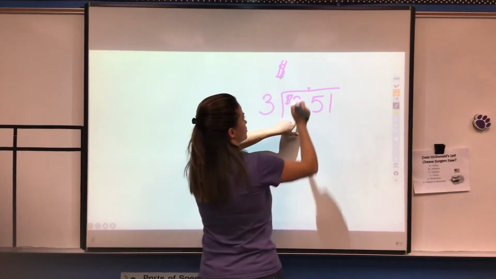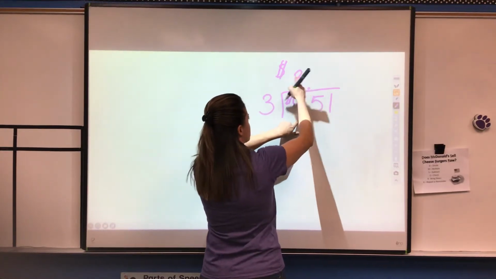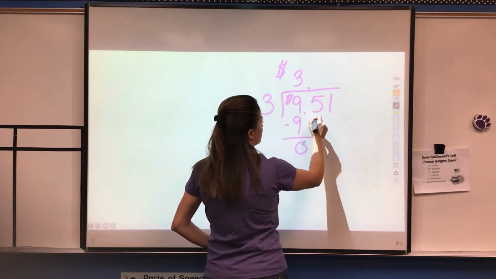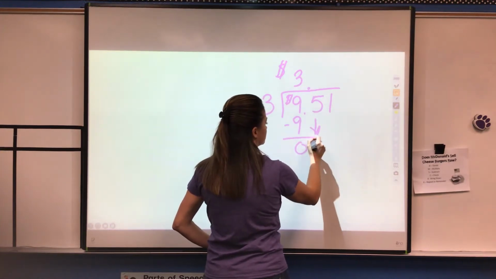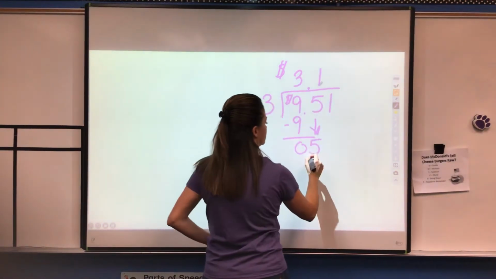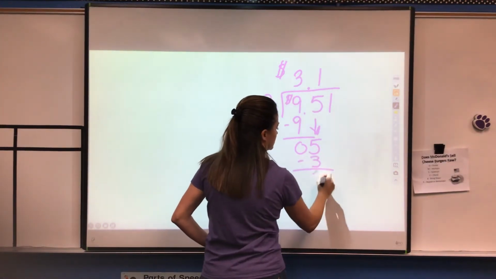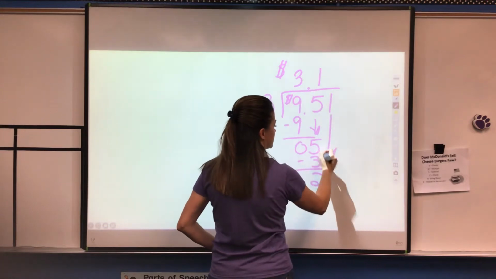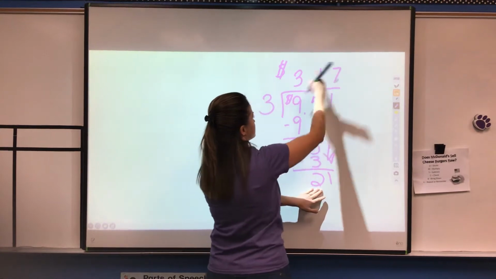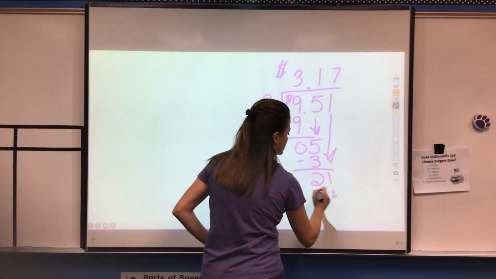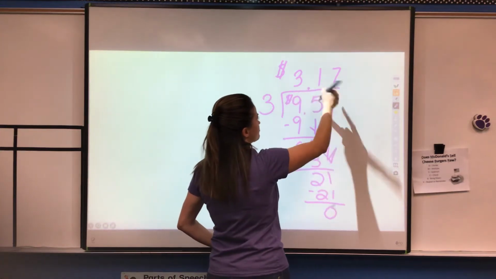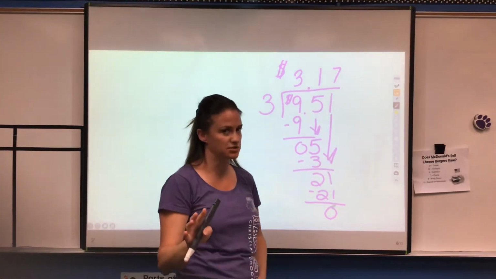So 3 goes into 9 3 times. 3 times 3, sorry, is 9. Then bring down your 5. 3 goes into 5 1 time, and 1 times 3 is 3. I got 2 left over. I got to bring down my last 1. And 3 goes into 21 7 times. 7 times 3 is 21. There's no number left over, no remainder. So I have $3.17, but I'm not close to being done.